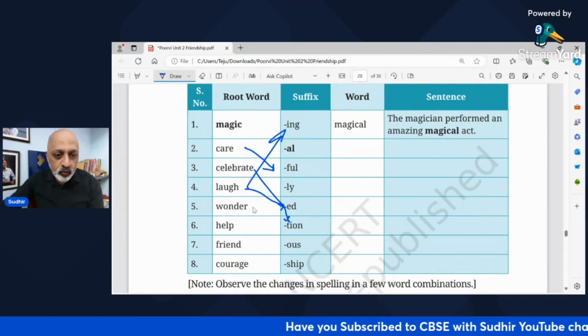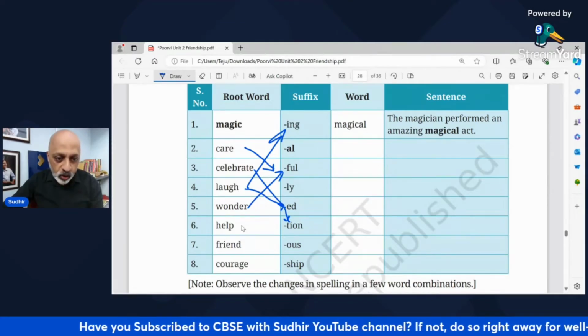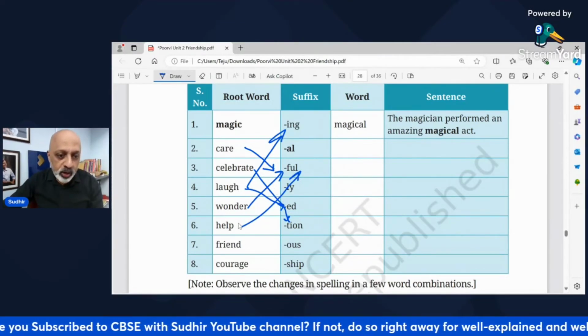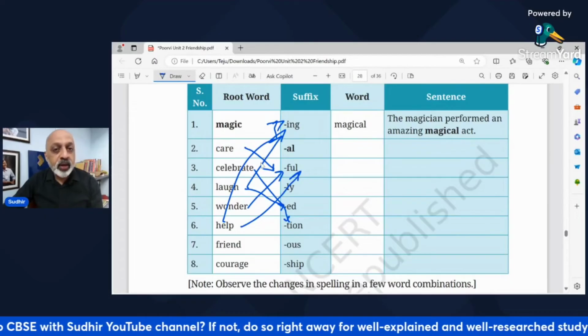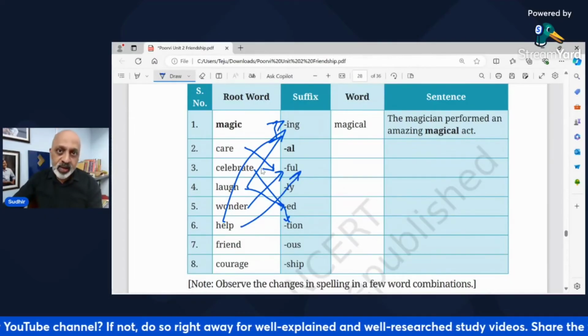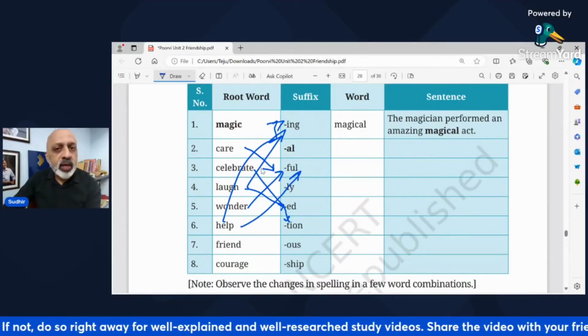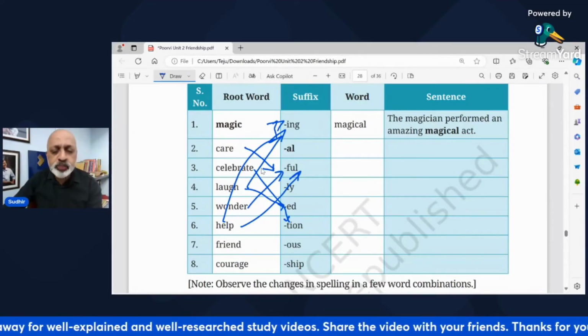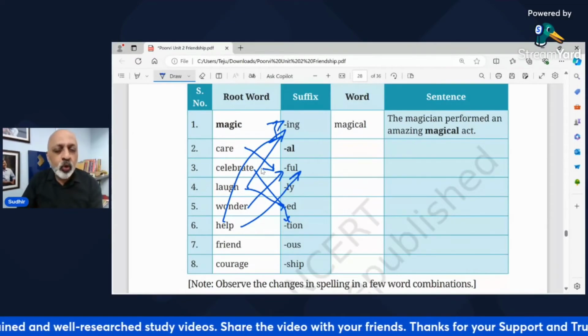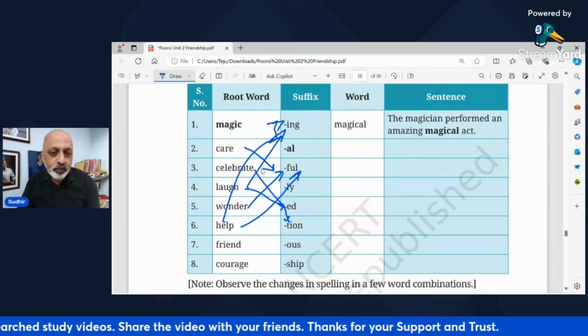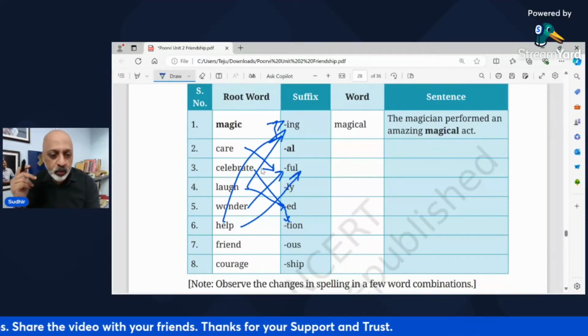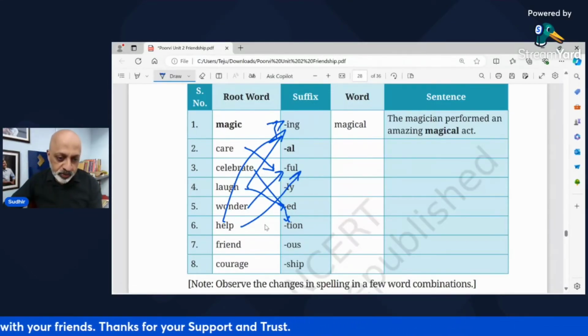Wonder will go with wonderful. Help will go also with helpful. It can also go with helping. You know, he has a helping nature, he has a helping mindset. Okay. He has a helpful nature. Helpful is better than helping. Helping is more of a verb. So helping mat kijiye, helpful is better. Okay. Friendship. Ye to aasan hai.